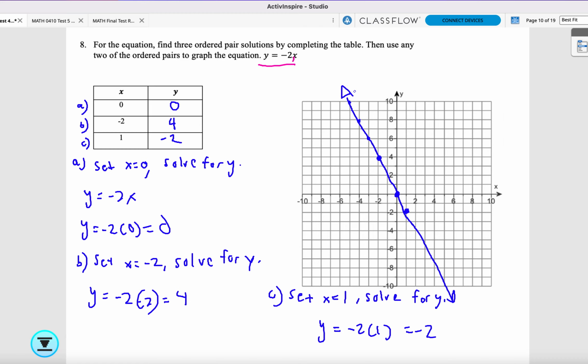And we're done. Remember, you only need 2 points to plot. We're using the MyLab tool, so don't overthink this, guys. Let's keep going.